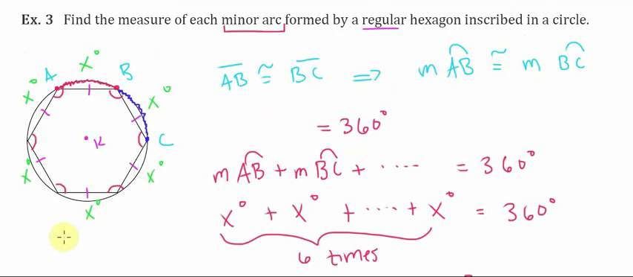Now going back to what the original question was asking me, I have that x equals 60 degrees and I labeled x as any of these minor arcs. And that's exactly what this question was asking for. So to answer the question in full, I have that the measure of each minor arc formed by a regular hexagon inscribed in a circle is 60 degrees.